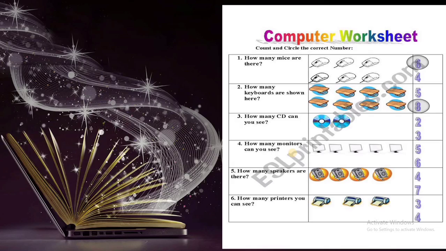How many monitors can you see? So the count begins from the first, 1, 2, 3, 4, and the last one 5. So then what is the answer? 5. So we can circle the first number, because it is the number 5. Correct? Because it is the number 5.